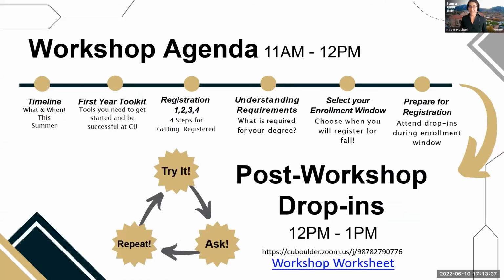Today, we're going to be discussing a timeline for summer so that you'll know what's happening and when and what you need to be doing in June and July. We'll review a first-year toolkit, so we'll present some of the websites, tools, and resources that you'll need to get started here at CU Boulder. And we'll also look at the 4 key steps of registration. So we'll look at understanding degree requirements and selecting your enrollment window. The second 2 steps we'll focus on in the workshop for July.